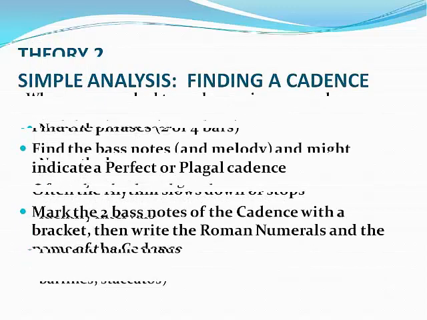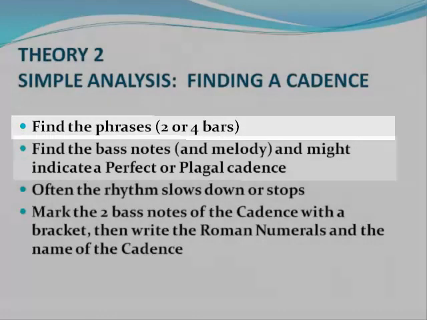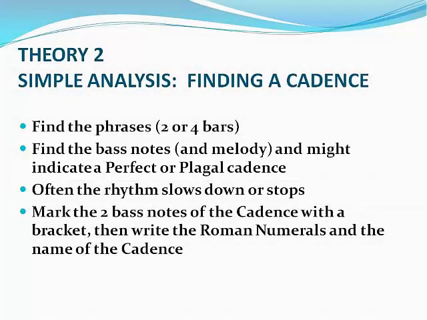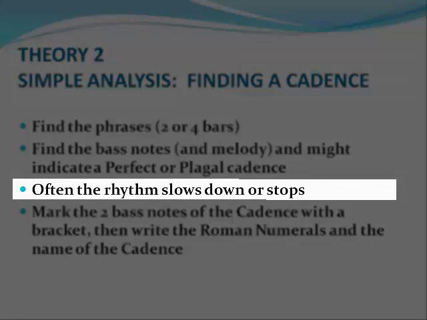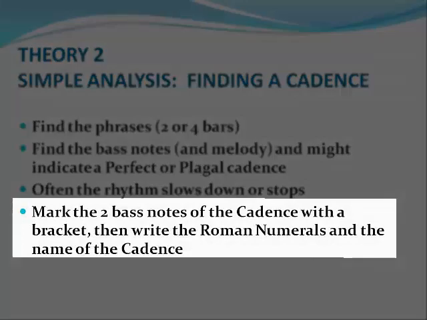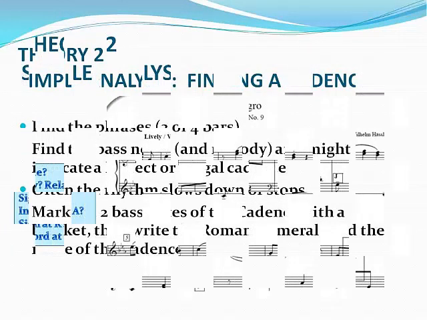You may also be asked to find phrases, 2 or 4 measure phrases, to find the bass notes and melody that might indicate a perfect or plagal cadence. Often you'll find where the cadences are because the rhythm slows down at cadence points. To mark the 2 bass notes of the cadence with the bracket, and then write the numerals in the cadence name as well. Again, we're applying everything that you're learning in theory and taking it into real music.